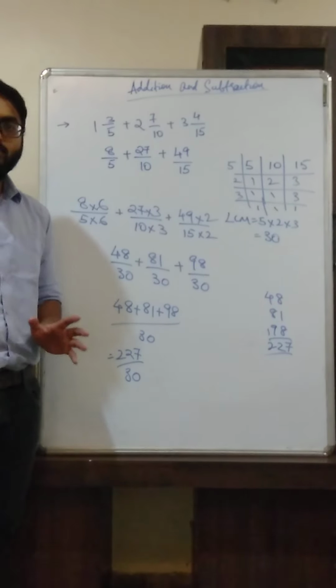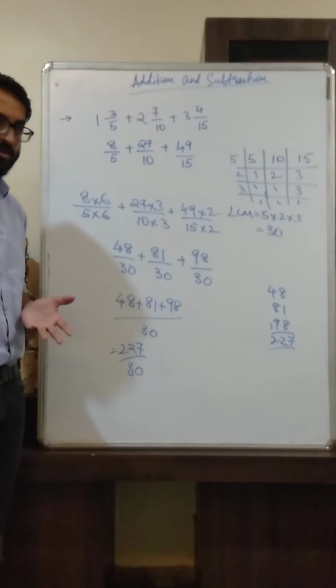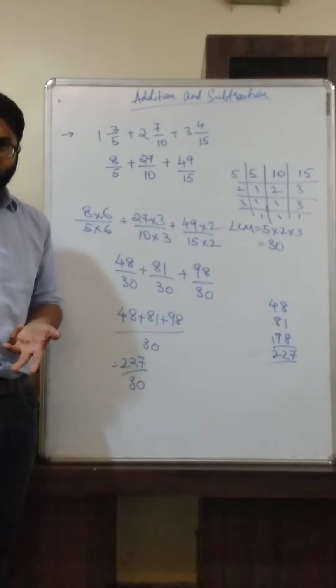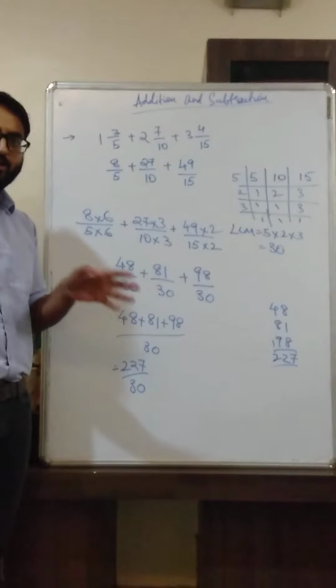This is how you do the addition of fractions when you have the different denominators. When you have same denominators, no need to take LCM. You have to just add the numerators and you will get the answer.